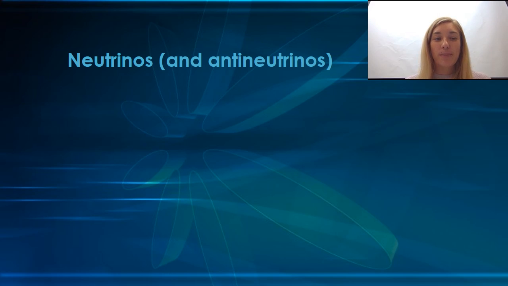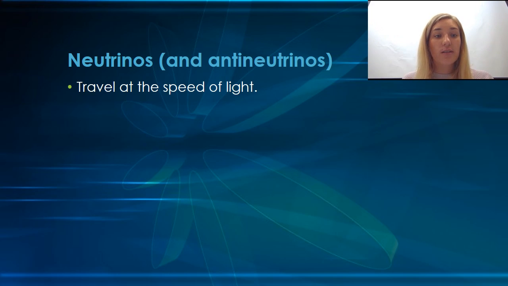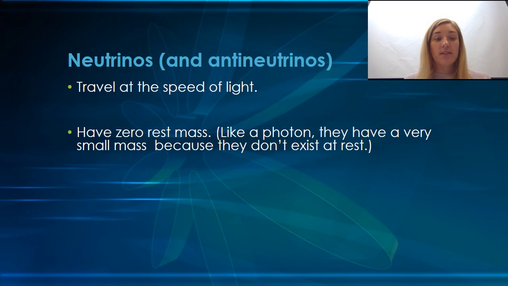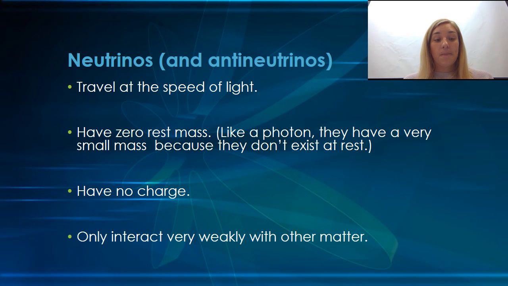Alright, so just to recap on neutrinos and antineutrinos, because these are really new subatomic particles for us. They travel at the speed of light, they have zero mass, so they're kind of like a photon. They have a really small mass because technically they don't exist when they're at rest, they only exist when they're moving, and they have no charge. They can only interact really, really weakly with other types of matter.